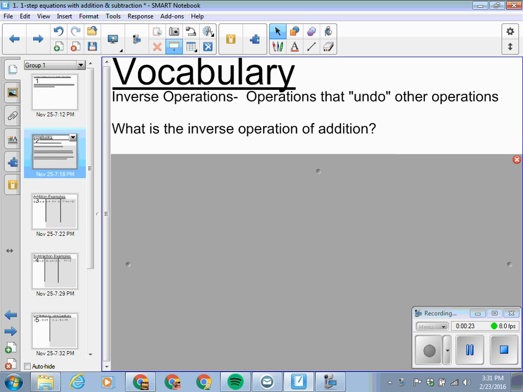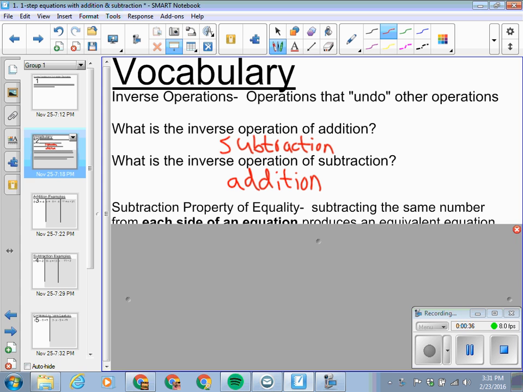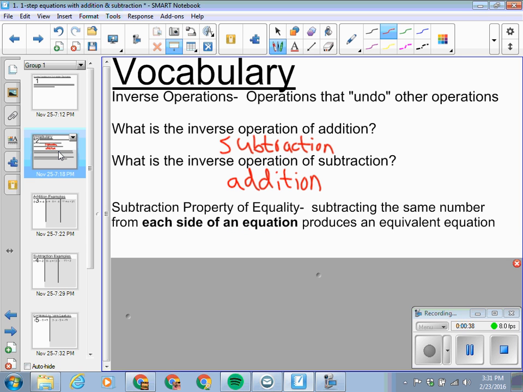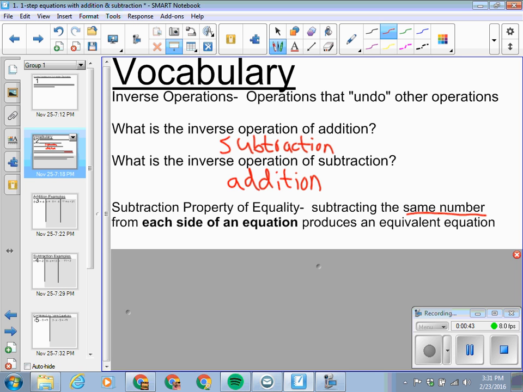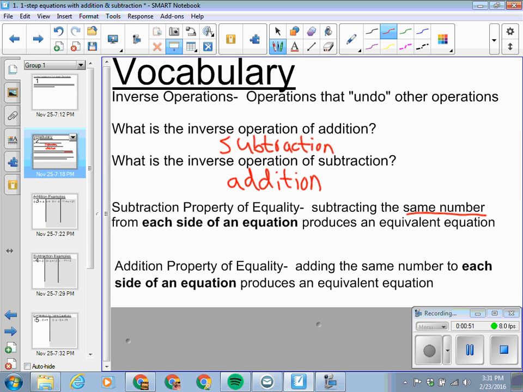So the inverse operation of addition is subtraction. And the opposite, or inverse, of subtraction is addition. We will use these inverses to find missing parts of equations. Subtraction property of equality states that subtracting the same number from each side of an equation produces an equivalent equation. The same property applies for addition: adding the same number to each side of an equation produces an equivalent equation. Okay, we're going to use these properties in the next few slides.